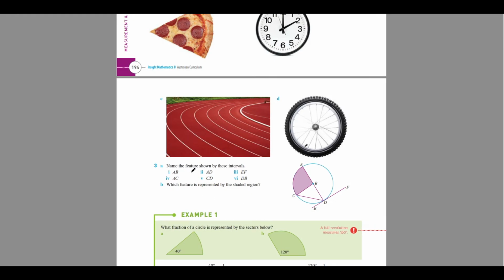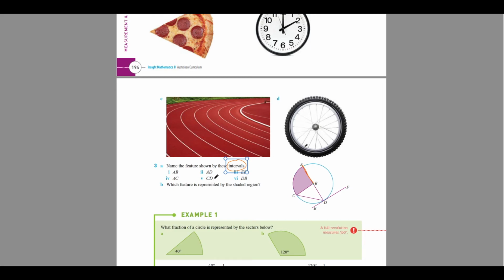Question 3. Name the features shown by these intervals. Now remember, an interval is basically a line, right? So the AB. So what does this line represent? So if you still remember, this is called the radius because it's the line that's drawn from the circumference to the center of the circle, right? So B is the center of the circle. So that's called the radius, the AB.